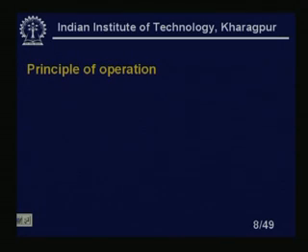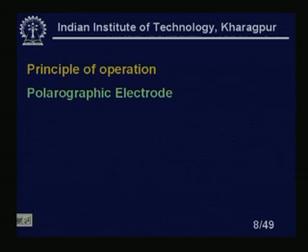Now, principle of operation. There we have the polarographic electrode, as I told you. First we will discuss the polarographic electrode, then we will discuss the galvanic electrode. The principle is basically the same; one needs a bias, the other does not.